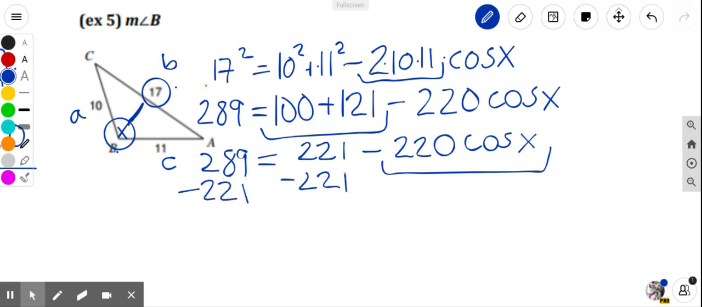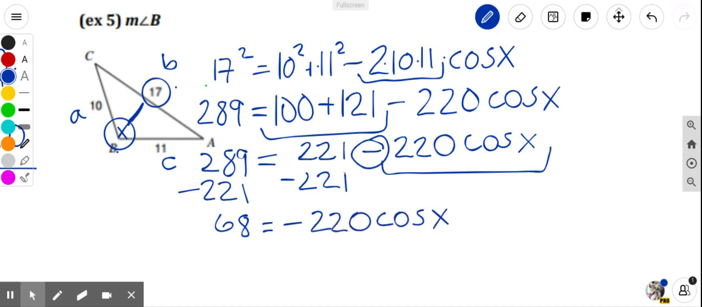Okay, so then 289 minus 221 is going to be 68 equals, now here's another place where kids will often make a mistake. This was a negative 220 cosine of x. So we're going to bring down that negative 220 cosine of x. Okay, so almost done. Our next thing is to get the cosine of x isolated. That way at the very end, we can do an inverse cosine. So we're going to divide both sides by negative 220.